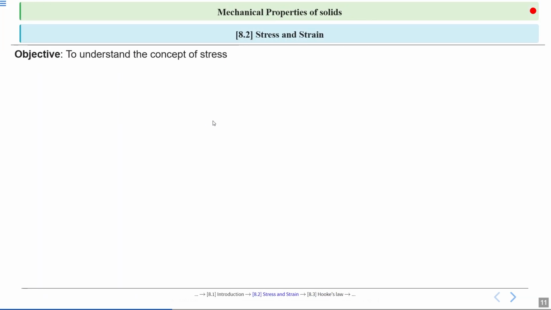Now, we are going to explore the concept of stress in the context of mechanical properties of solids. So, first, we have stress. Definition of stress: stress is essentially the restoring force per unit area. This means that when a force is applied to a material, the material develops an internal force to resist the deformation. This internal force is what we refer to as stress.